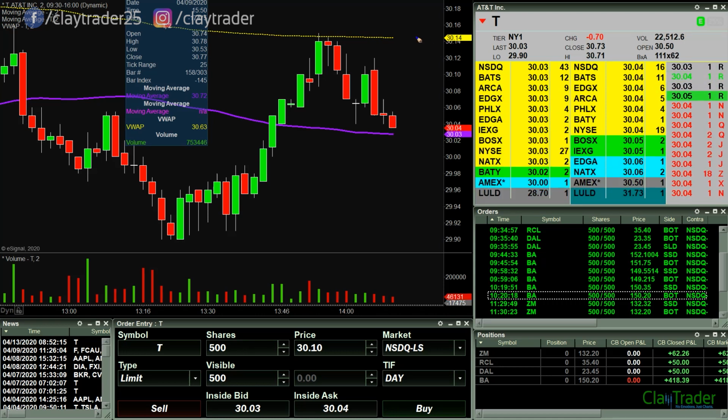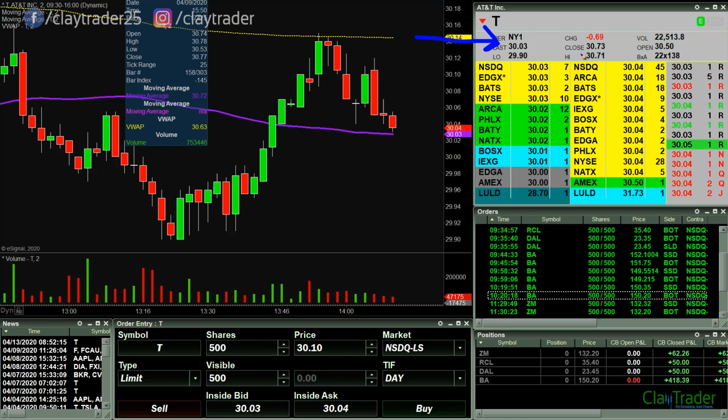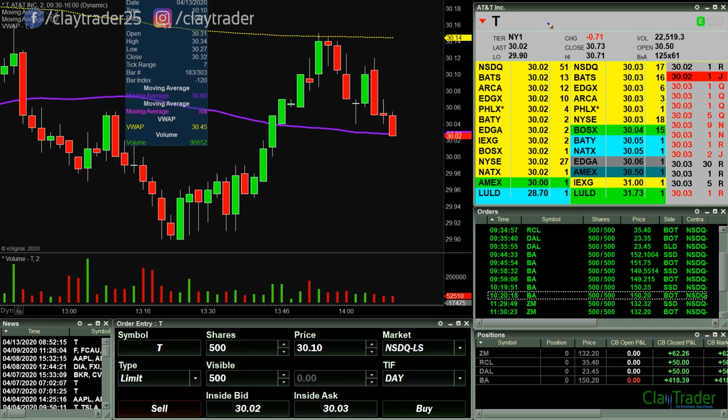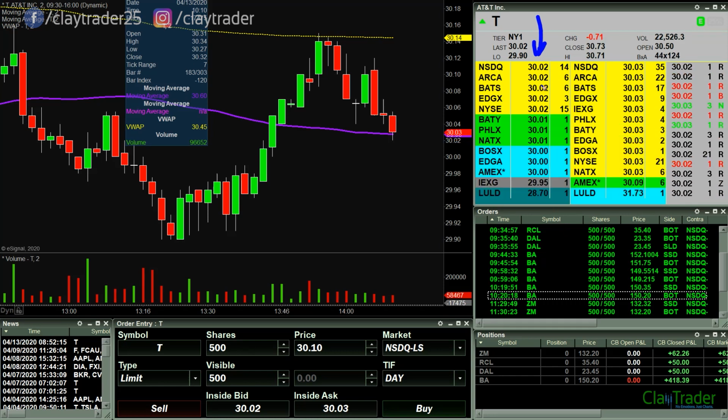Well, if you are brand new over here, this is what is called level 2s. And level 2s is showing you what people are willing to buy a stock for and what people are willing to sell a stock for. The people that are looking to buy are known as the bid. On the left side, these numbers right here show you the bid. This is what people are currently wanting to buy AT&T stock for. So right now they are wanting to buy it for $30.02.